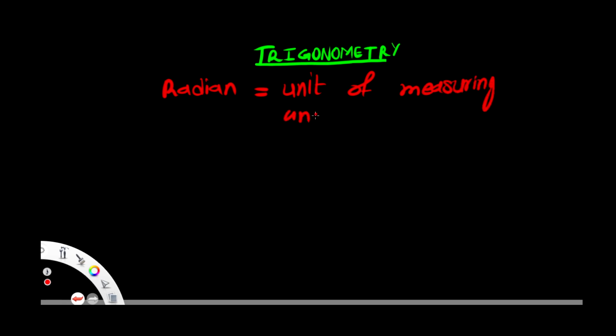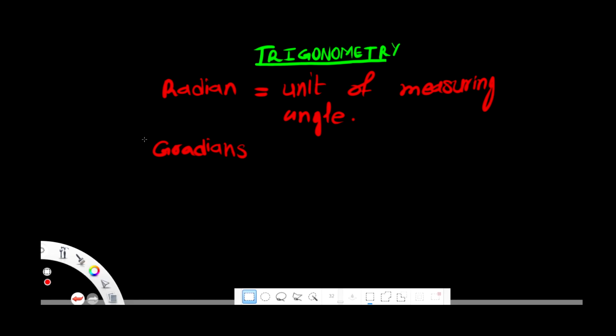So this is in fact far more accurate than degrees, and there is another unit known as gradients. This is essentially the worst unit that people could have come up with. So this is basically highly inaccurate. So we just don't even care about this unit.